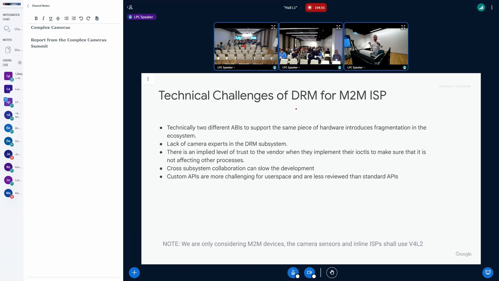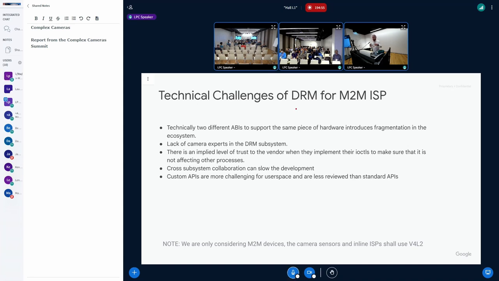What is the technical challenge for doing that? First of all, if we support the same hardware in two subsystems, there's going to be a big fragmentation in the ecosystem. We are going to divide our efforts in two worlds. And then there are not that many camera experts in the DRM subsystem. So that is bad, that is a big challenge.